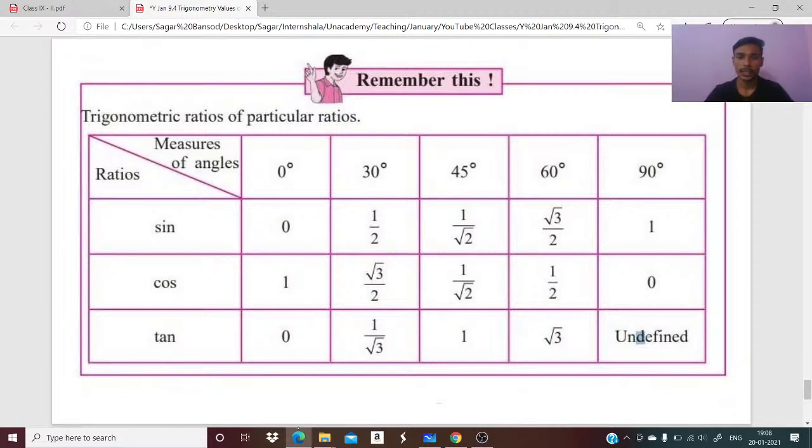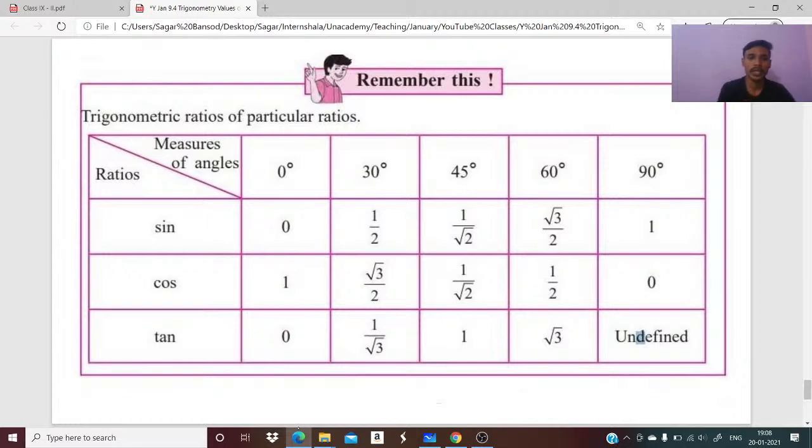One more thing, you should always remember these values, or even the table itself. In class 10th you will have a bit larger table, and in class 11th and 12th you will have a still larger table with angles up to 180 degrees. Then you will also need to remember the values for 120 degree, 135 degree, and so on up to 180 degree. So make a habit of remembering this table.